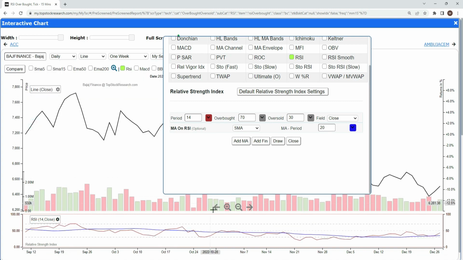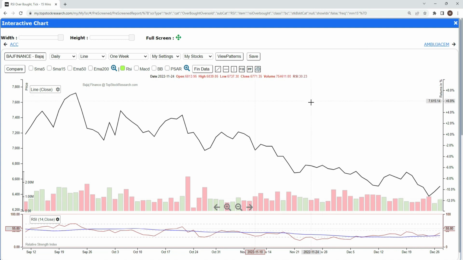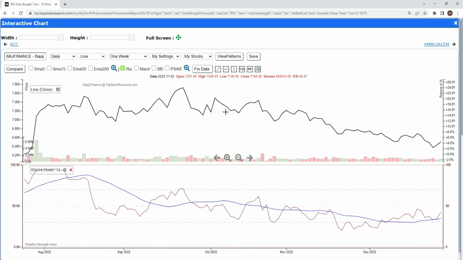Right, so you'll see that both your stock is there as well as the RSI is plotted out here, right? So let's expand a bit more on the Bajaj Finance. Maybe I'll expand it a little bit more to see where the Bajaj Finance is. So Bajaj Finance is, if you see a longer term chart, right?